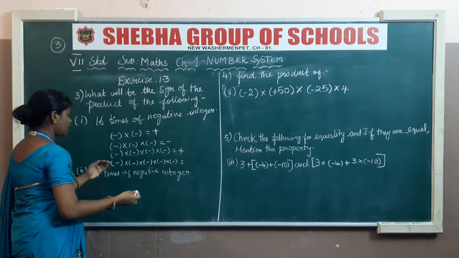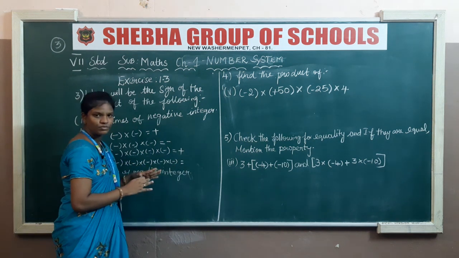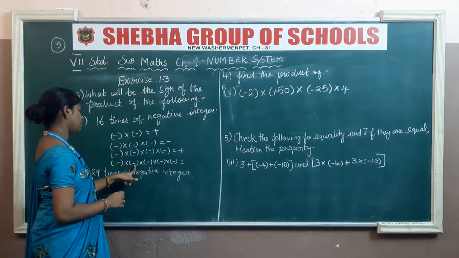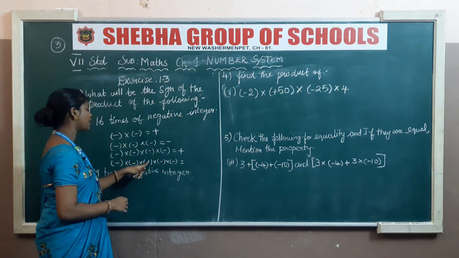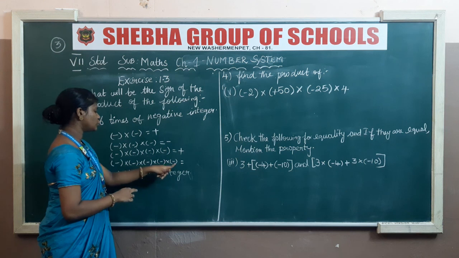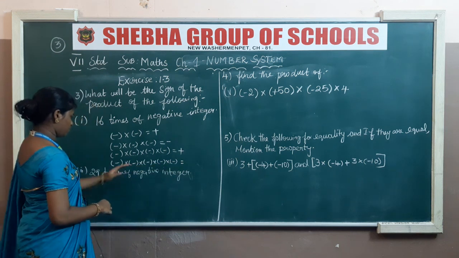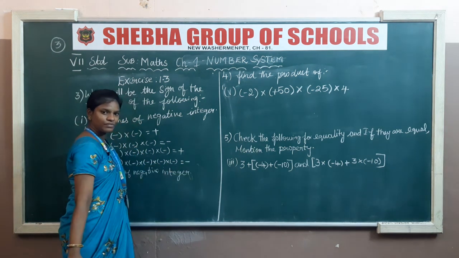How many times are there? 1, 2, 3, 4, 5. 5 times are there. Minus into minus should be plus, plus into minus should be minus, minus into minus should be plus, plus into minus should be minus.